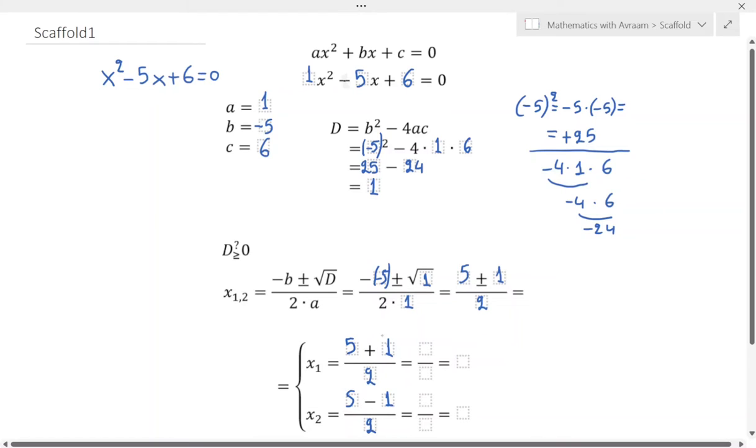So 5 plus 1, that's 6 over 2. And now 6 divided by 2, that's 3. And 5, take away 1, that's 4. And here we have 2, you can see it here. And 4 divided by 2, that's 2 again. So this is the solution. We found 3 and 2 are the solutions of this equation, x squared minus 5x plus 6 equals 0.